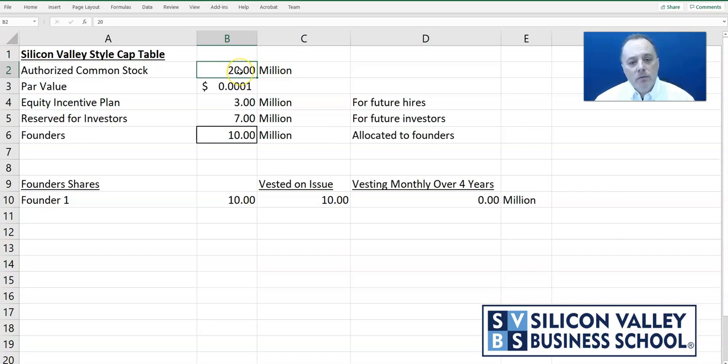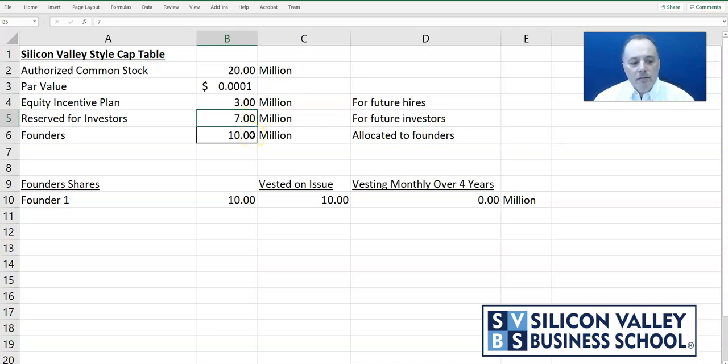So you set up 20 million shares of common stock. You set a par value on those shares of a hundredth of a cent each, typically. Then you will issue 10 million shares to the founders, 3 million to an equity incentive plan, and then there'll be 7 million left to issue to investors. At some point, you might need more than that, and you can go back and authorize more shares from the state of Delaware at that point. But this is the typical style of cap table that you will need to get started.